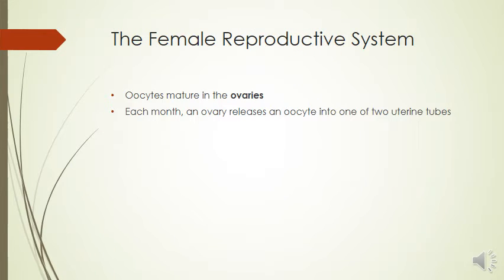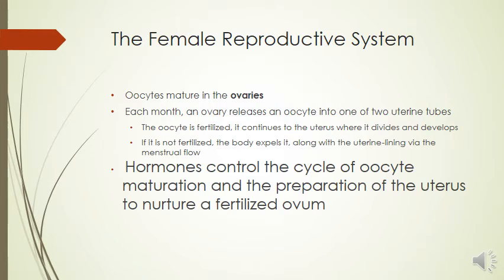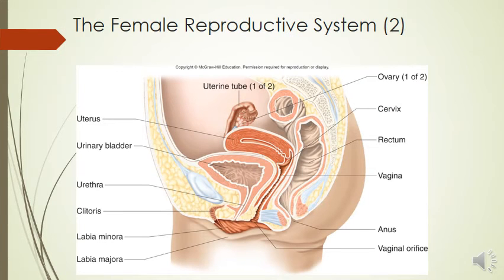In looking at the female reproductive system, we see that the oocytes mature in the ovaries. Each month, an ovary releases an oocyte into one of two uterine tubes. If the oocyte is fertilized, it continues to the uterus where it divides and develops. If it is not fertilized, the body expels it along with the uterine lining via the menstrual flow. Hormones control the cycle of oocyte maturation and the preparation of the uterus to nurture a fertilized ovum. And here you have a diagram of the female reproductive system.